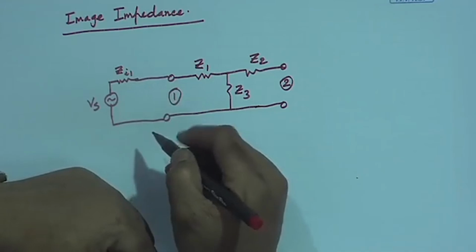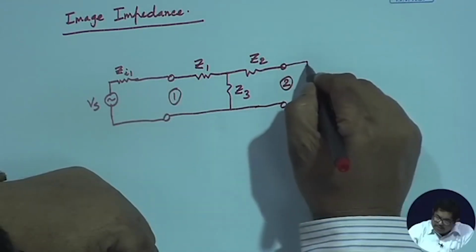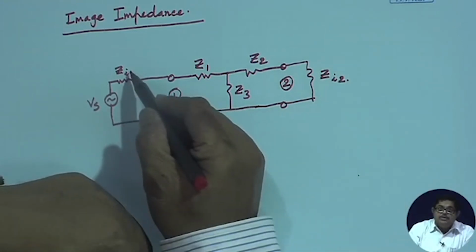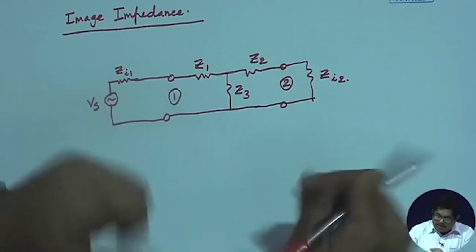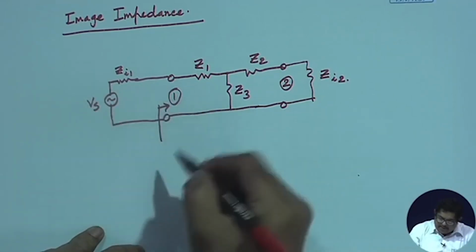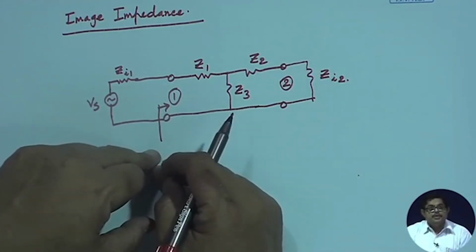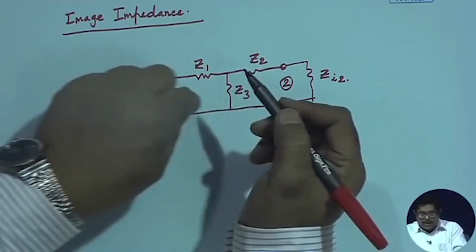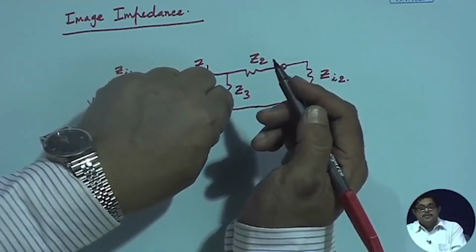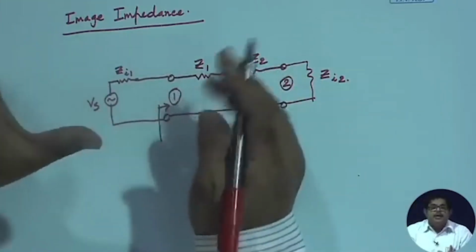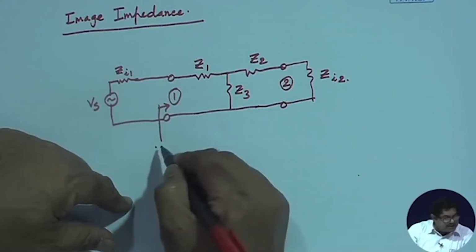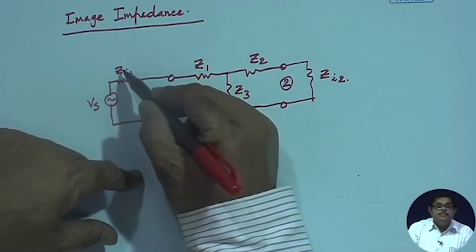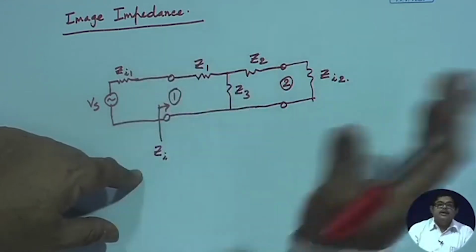Suppose I terminate this whole thing by some load impedance, called Zi2. This one I call Zi1, the source impedance, and this is Zi2. Now, the idea of image impedance is at this point: if I look in, I will get some impedance. If this impedance is equal to Zi1, then from the source I can have maximum power transfer. According to maximum power transfer, I am looking at some Zin. Now, if Zin is the complex conjugate of Zi1, then I know that maximum power transfer will take place.